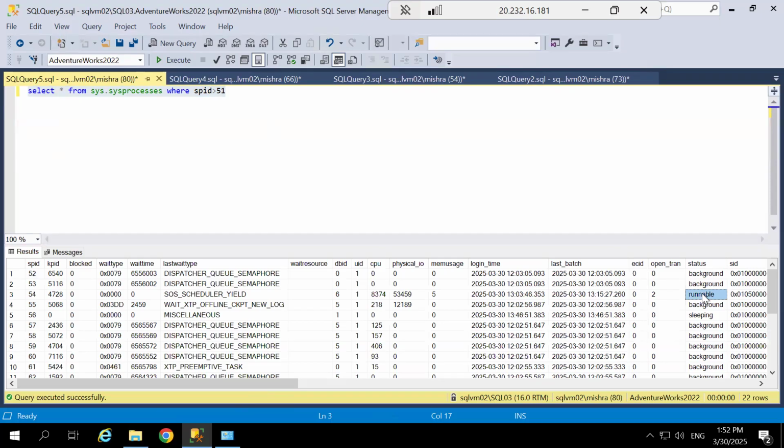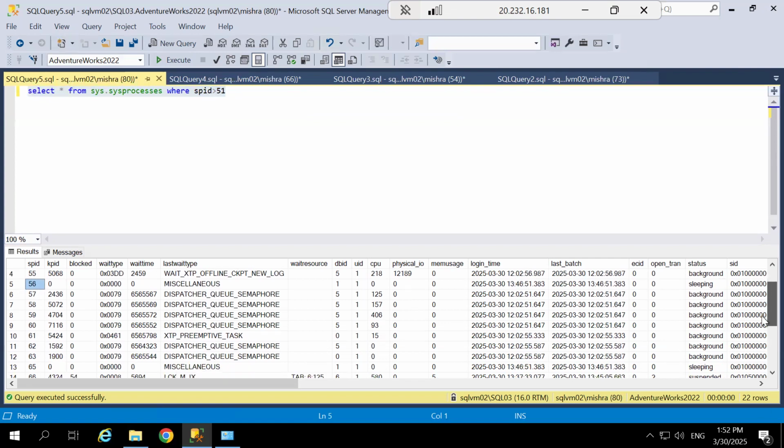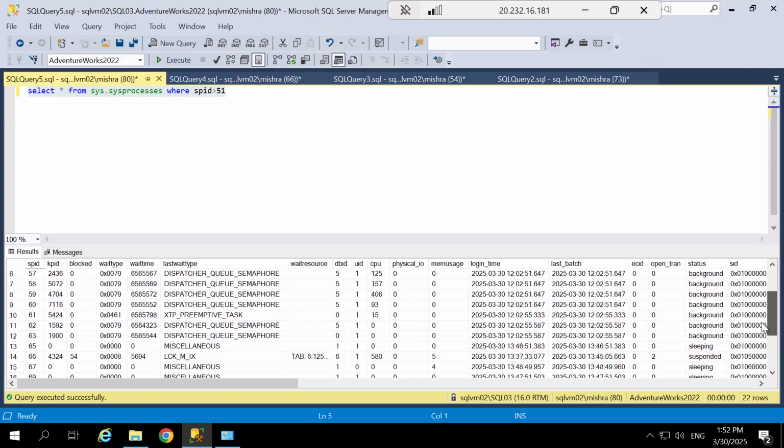Here you see, and 66 should be in suspended state. 66, where has it gone? 66, suspended state, right? Why was it in suspended state?